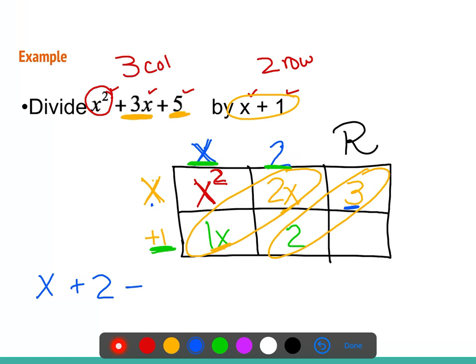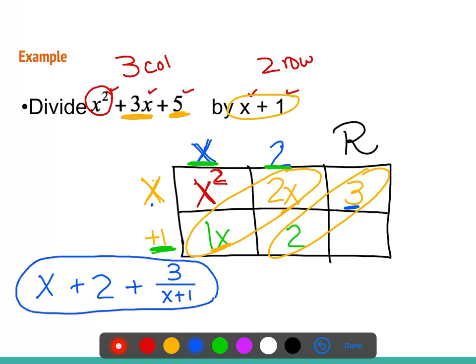And now that I've run out of columns, I can write my answer. The answer is the top, the quotient, which is x plus 2. And I do have a remainder. I have 3. So I'm going to put plus 3, that's the remainder, over x plus 1. That's the thing that I divided by. There's my answer.